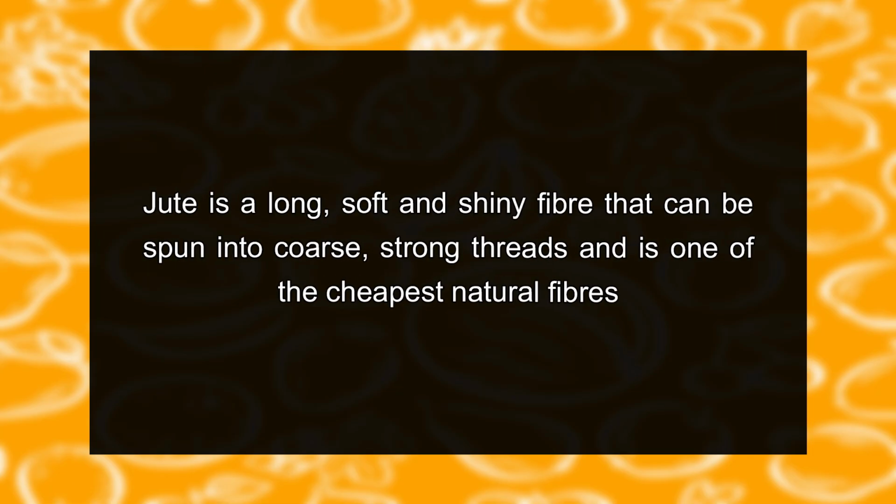Jute is a natural fiber obtained as an extract from the bark of the white jute plant and, to a lesser extent, from Tosa jute. Jute is a long, soft and shiny fiber that can be spun into coarse, strong threads and is one of the cheapest natural fibers. It is also the most versatile, eco-friendly, natural, durable and anti-static fiber available.